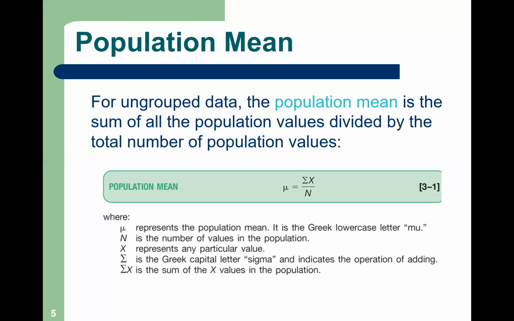This summation sign, also known as sigma, and x represents the values in a population, and N is the number of values. So we sum up all the values in a population, and we divide by the number of total values in that population, and here we get the population mean.